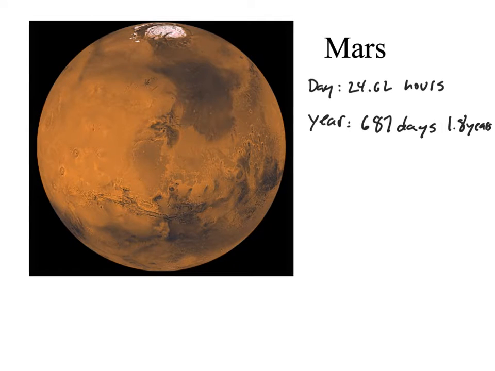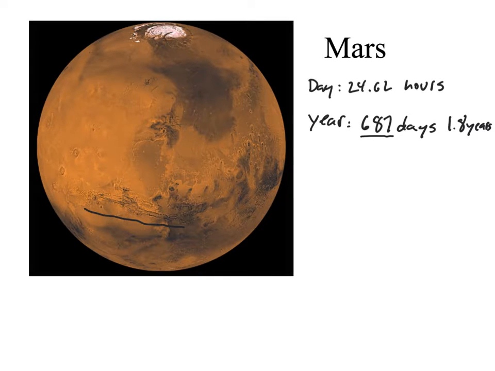Okay, so let's take a quick look at Mars. A day on Mars is 24.62 hours long, so it's roughly the same as ours. The year, however, is 687 days, so it's 1.8 Earth years for it to go around the sun. Mars is a planet of extremes, so if we look at Mars, you can see right over here, we have what we call Valles Marineris, and that is a canyon that makes the Grand Canyon look tiny. It extends out much larger than that.